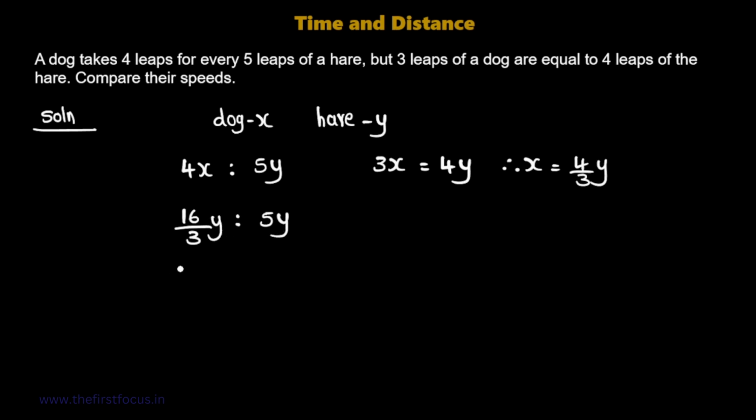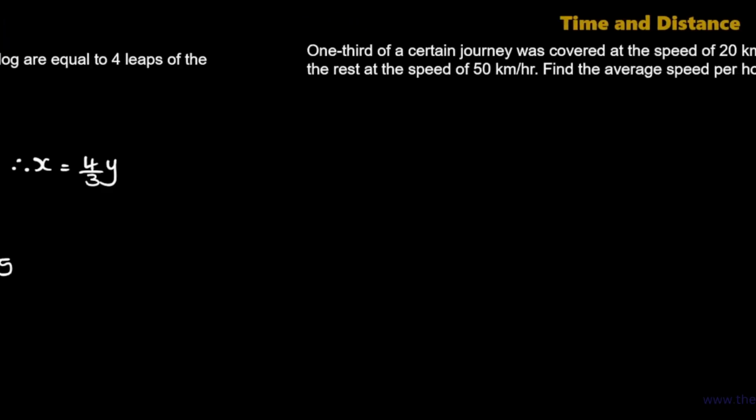So we have to take LCM to make a common denominator. 16 by 3 y is to 5, 3 fives are 15, so 15 by 3 y. So 3 is common, it gets cancelled, and so their speed ratio will become 16 is to 15. So the ratio of the speed of the dog and hare is 16 is to 15.